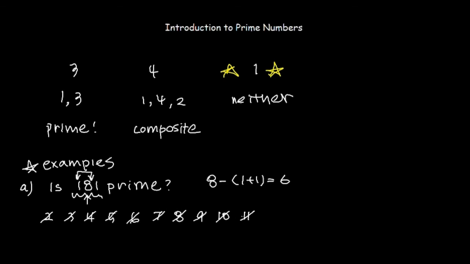Wait, we just eliminated all of these. And by doing this, we can formulate that 181 is probably not going to be a composite number, right? Because we just went through the basic numbers, and we just figured out that 181 is not divisible by these basic numbers down here. So by doing this, we automatically know that 181 is probably going to be a prime number.